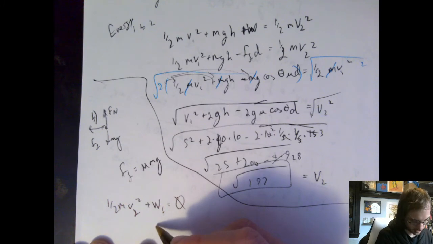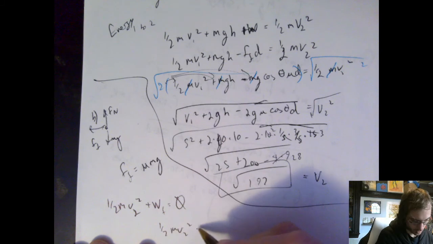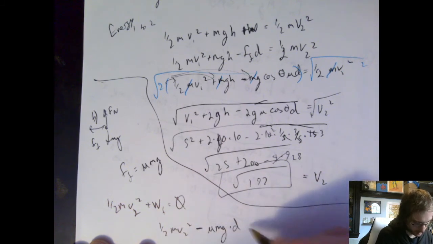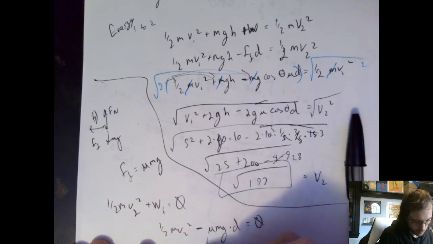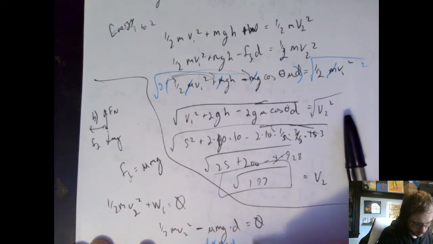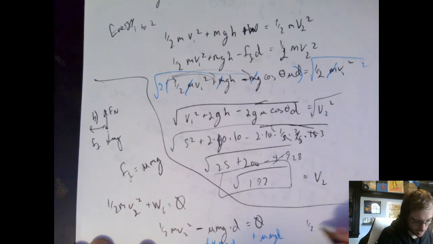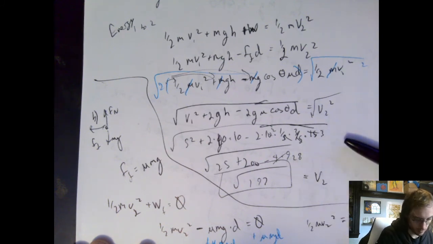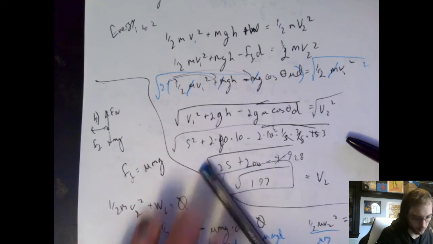So we'll have 1/2 mv2 squared minus our force of friction, so mu mg, times our distance, d. That'll need to equal 0. Add mu mgd to both sides. That'll give us 1/2 mv2 squared equals mu mgd. Divide each side by mu mg.